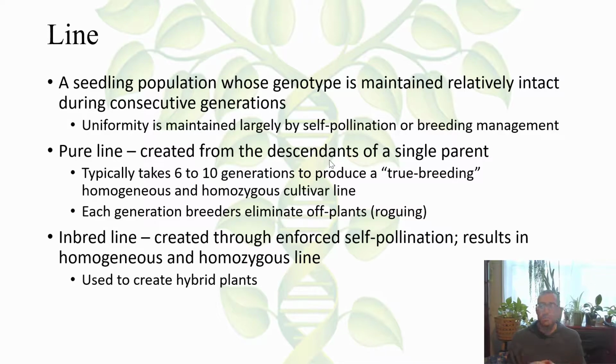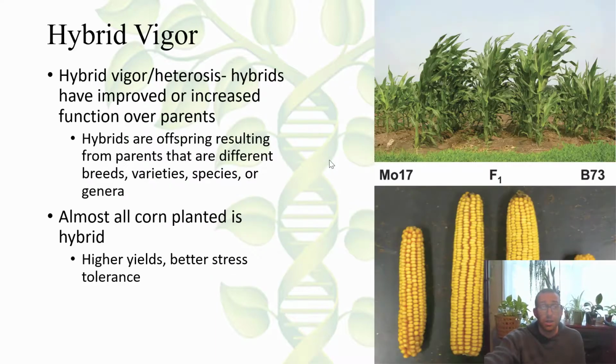Now, hybrid plants are very important when we're talking about corn, which is why I'm going to bring it up, because corn is such an abundant, important crop species. Almost all the corn that people plant is hybrid corn, unless you're doing heirloom corn in a garden. Commercial corn production is going to be almost all hybrid corn, and it's because of this trait, which we refer to as hybrid vigor. Hybrid vigor, or heterosis, simply means that hybrids have improved function or increased function over their parents.